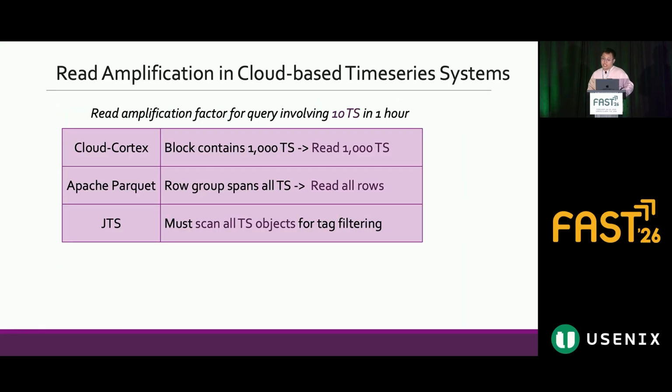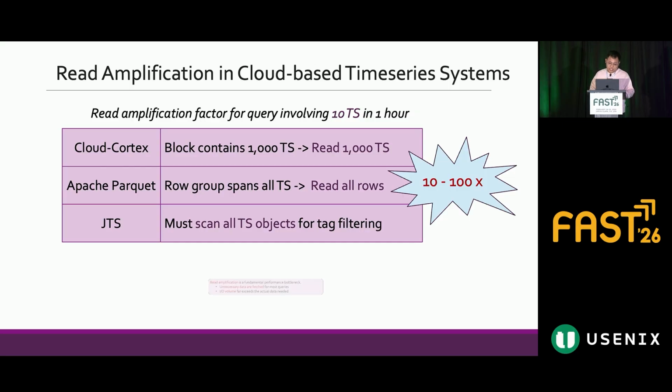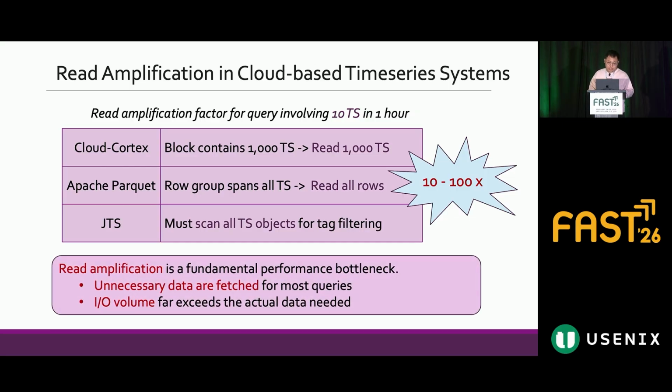For the read amplification, we show the factor. In this example, we access 10 time series in 1 hour, with different baselines, for example cloud-based Cortex, or the Parquet or JSON time series format. Actually, we mainly need to access all the metadata for this time series. So we have a higher read amplification due to the unnecessary data fetched and the I/O volume.